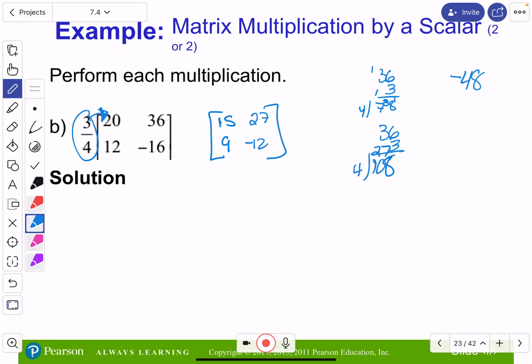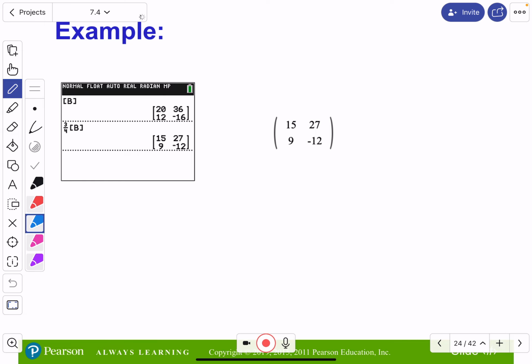Again, do it on the calculator, do it on the website. You don't have to do it in your head. This shows you the same thing. This is what your answer would look like if you used that website that I had a few slides back.